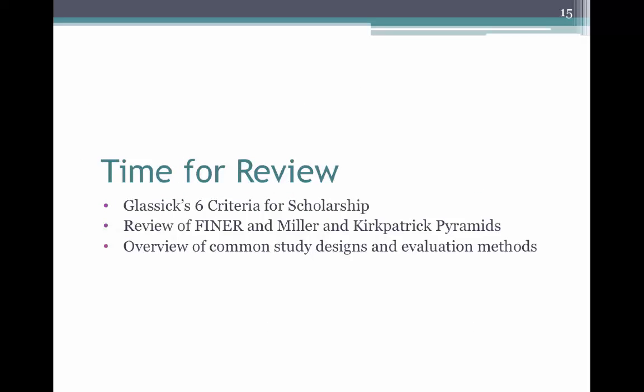To recap the first section of Webinar 6, we have introduced GLASSIC's 6 criteria for scholarship and gone through the first 3 GLASSIC criteria. The first 2, clear goals and adequate preparation, have allowed us to review the finer criteria for scholarly goals and the Miller and Kirkpatrick evaluation pyramids as frameworks for evaluation. And finally, the third GLASSIC criteria, appropriate methods, has allowed us to discuss some common evaluation study designs and methods.